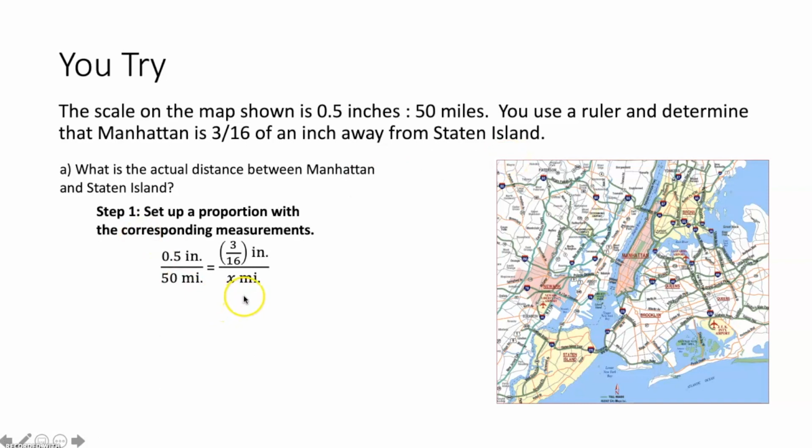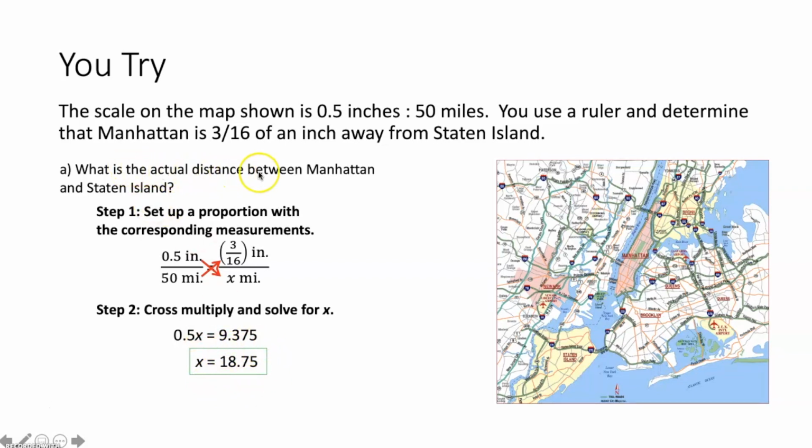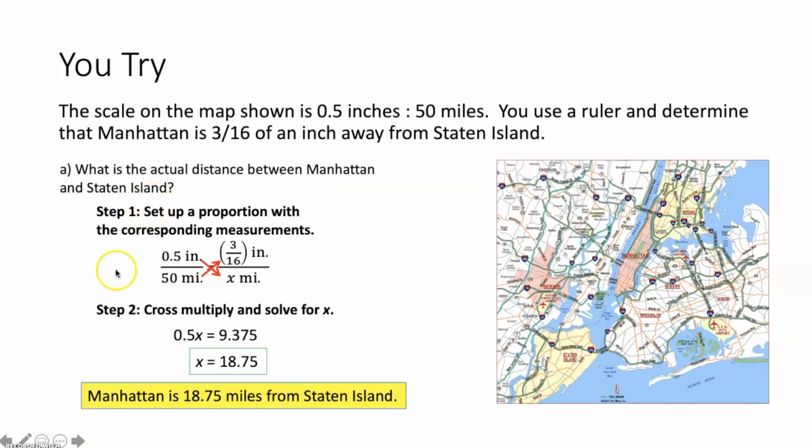Now all we have to do to figure out that actual distance is solve this proportion. We just use the cross product property, cross multiply, set the two products equal to each other, and solve for x. So the way I solve this for x is I just divide both sides by 0.5 and I get x is equal to 18.75. But that's not what you're going to write as your answer. You are asked a question. What is the actual distance between Manhattan and Staten Island? So you're going to say the distance between Manhattan and Staten Island is 18.75 miles.